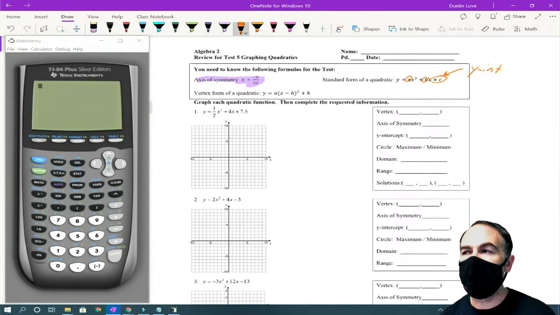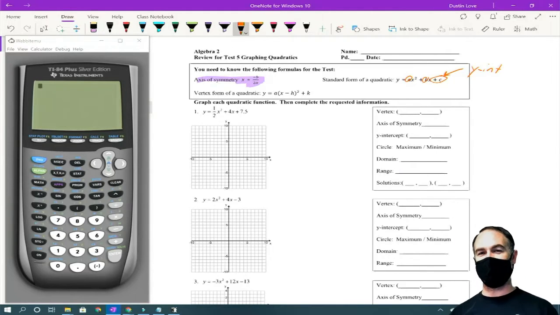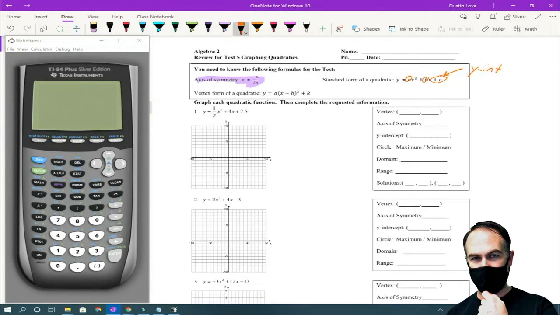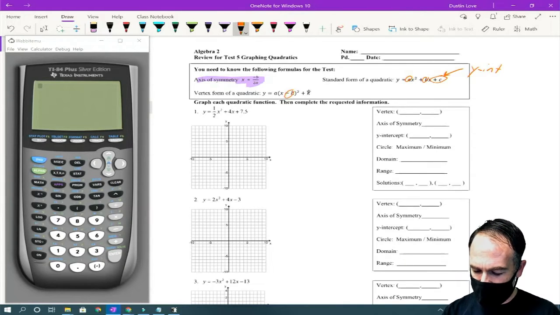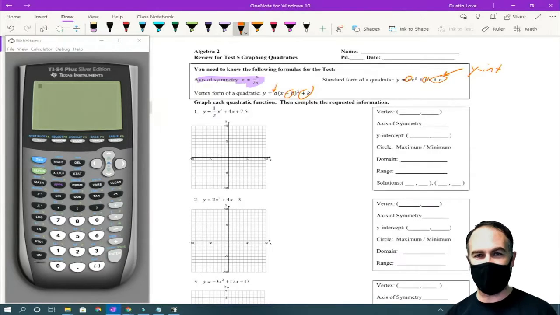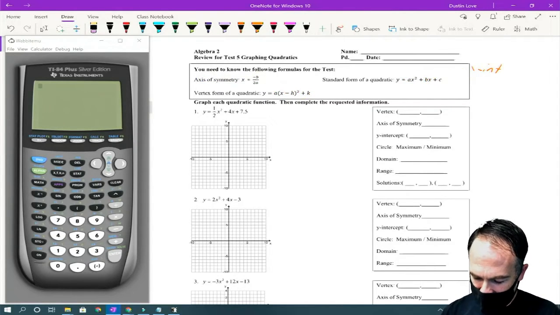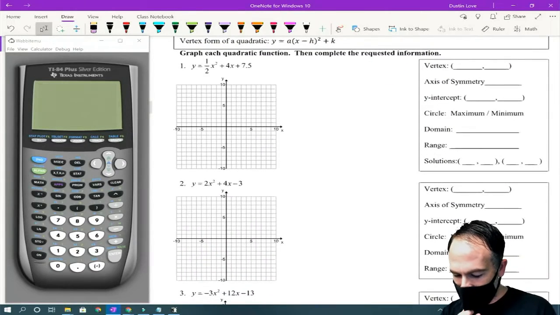Also, for vertex form, remember that these a, h, and k correspond exactly to the a, h, and k that we had on the parent unit, or the parent function unit. I think that was unit 3 or 4. So you've got horizontal shift, vertical shift, and then stretch and reflect. So let's go ahead and go through here and see what we come up with. I've got the calculator up just in case I need it.